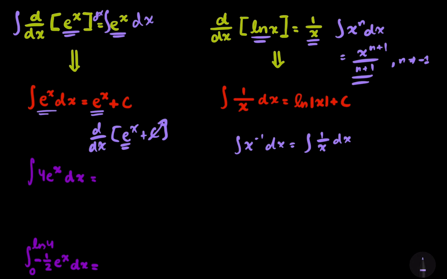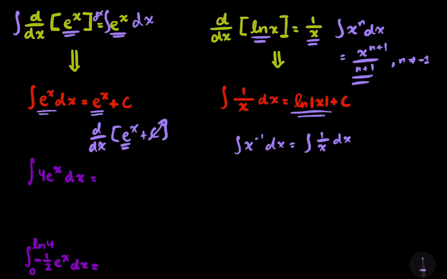And so for that reason, we have to look back to the derivative of the natural log of x to determine the fact that the integral of x to the negative 1, or of 1 over x dx, is going to be the natural log of the absolute value of x plus c.